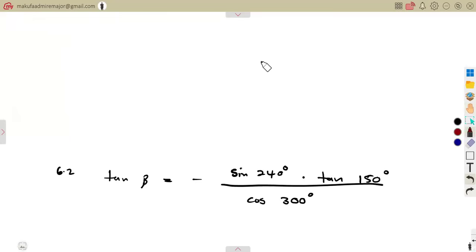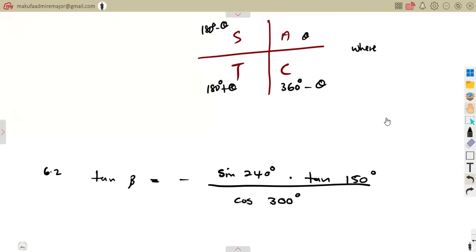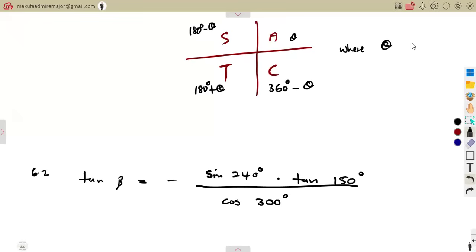Remember our trigonometry, I talked about this in our introduction, that we can use the CAST concept, where in the first quadrant, if there is a theta, we're going to consider this as a theta. Here it's going to be 180 degrees minus theta, 180 degrees plus theta, 360 degrees minus theta, where theta is the acute angle, the reference angle.